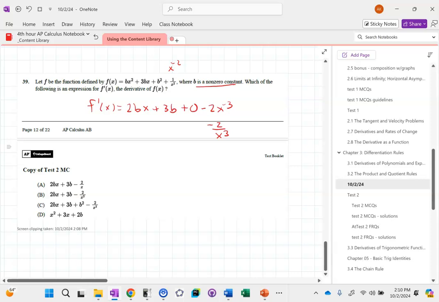And so if I look, all of these have the 2bx. This doesn't. That's out. All of them have the plus 3b, so those are all good. And then this one doesn't have the negative 2 over x cubed. This one does. Oh, this one has the extra b squared. That's not what I want.